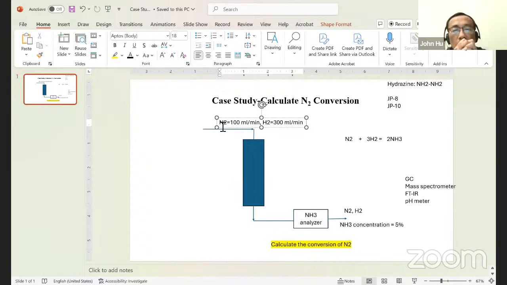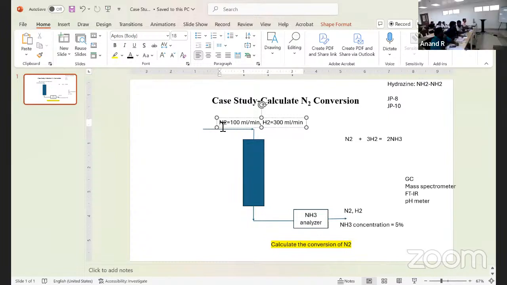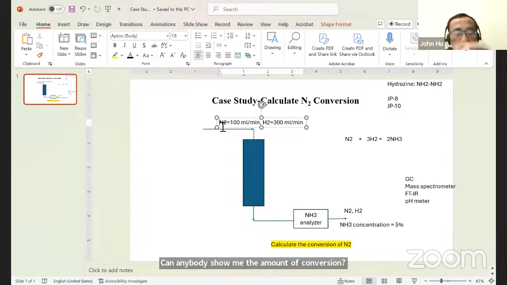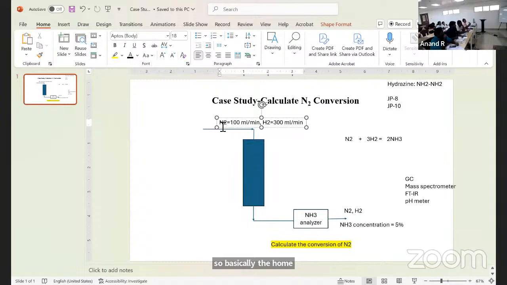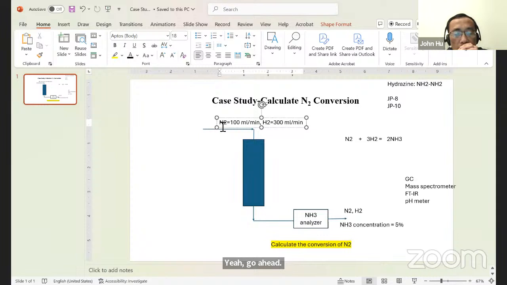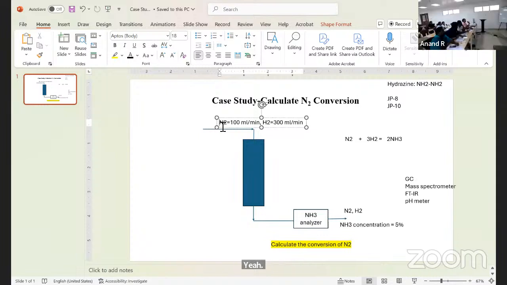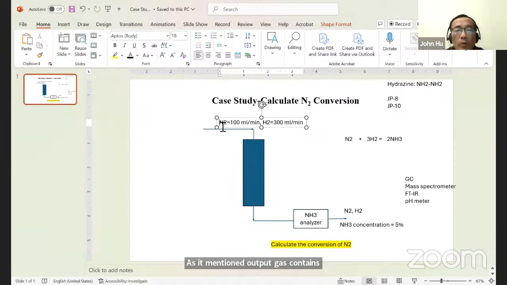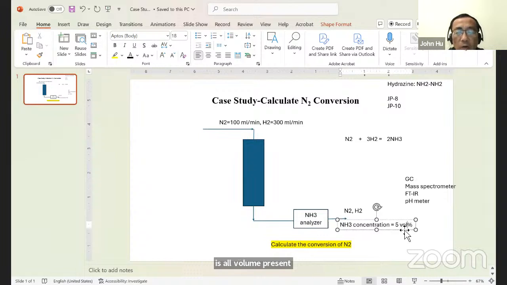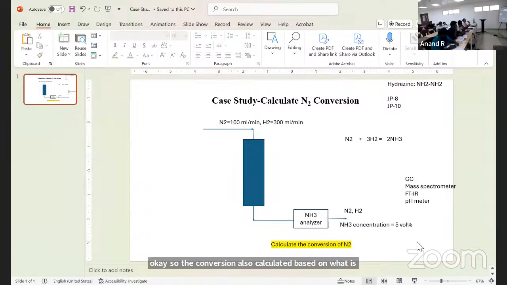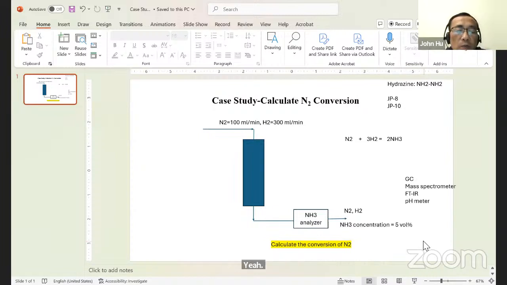Can anybody tell me the ammonia conversion? Actually, volume basis data is provided. As mentioned, the output gas contains 5% ammonia concentration. It's all volume percent. So the conversion is calculated based on a volumetric conversion. All the mole conversion. Molar conversion and the volumetric are the same.